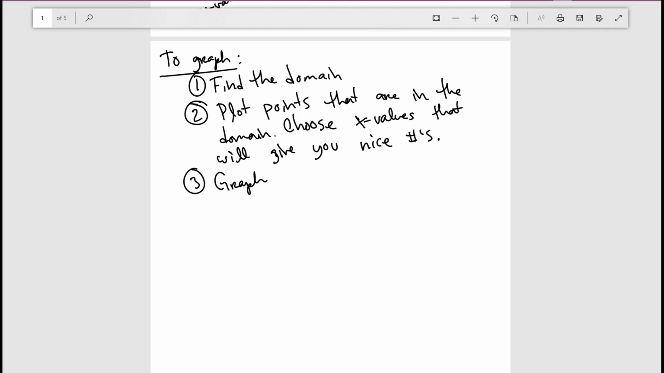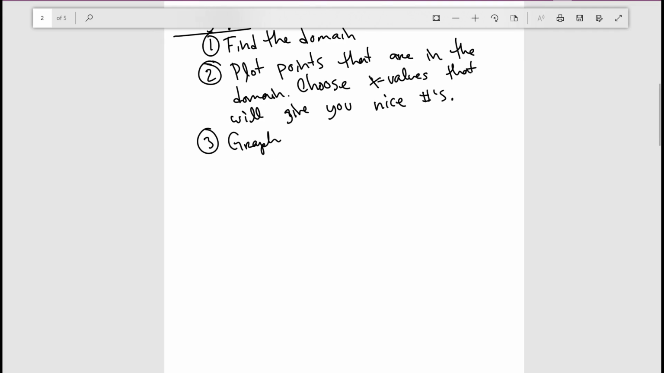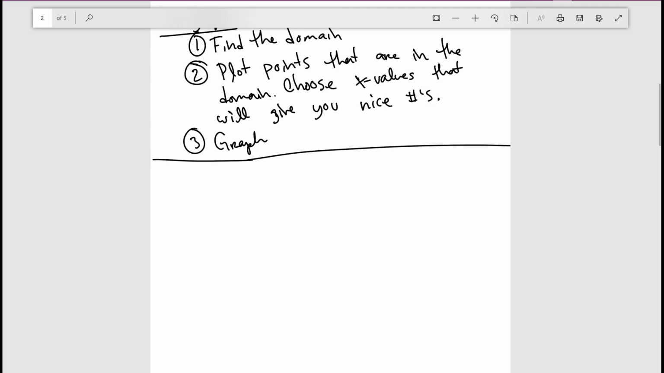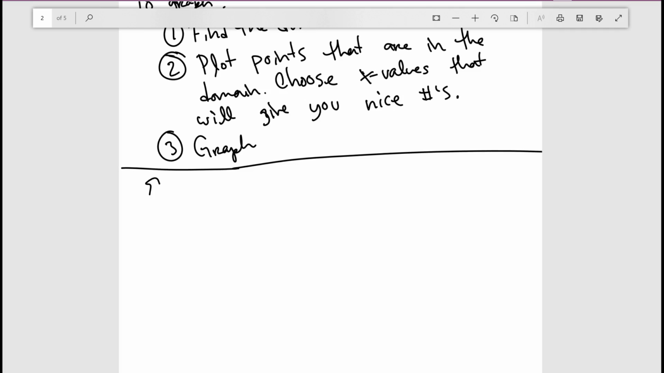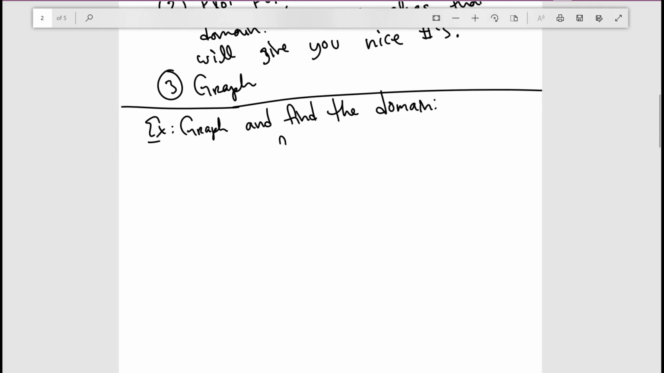All right, so let's do this problem. So let's say we want to graph and find the domain. I'm going to have f of x is equal to the square root of 2x minus 1.